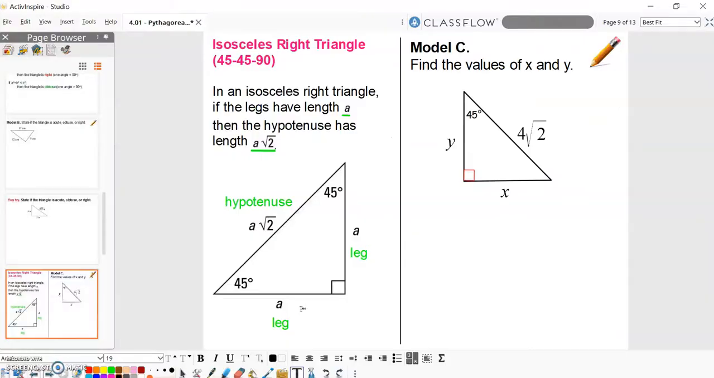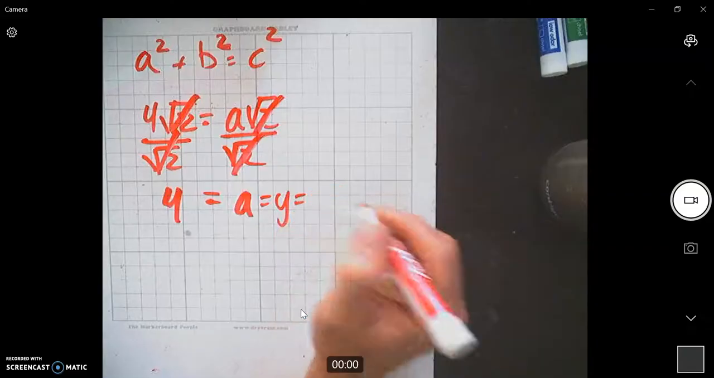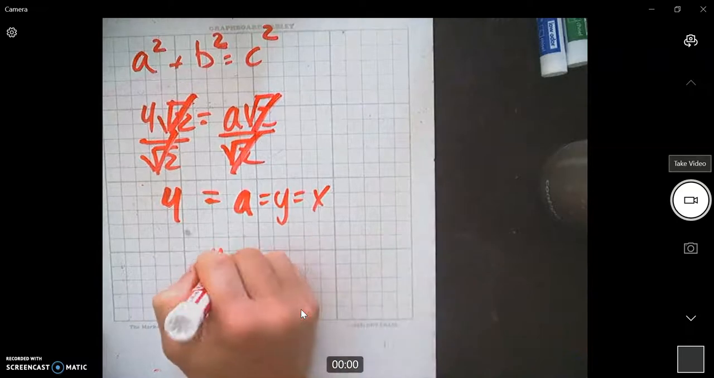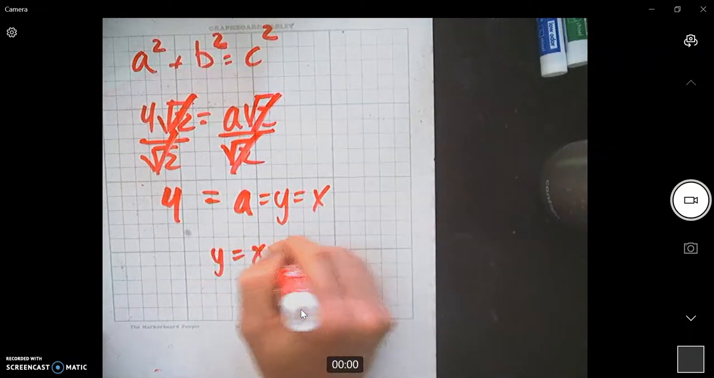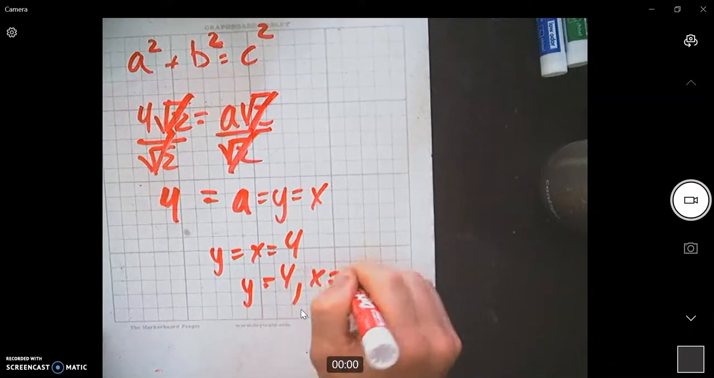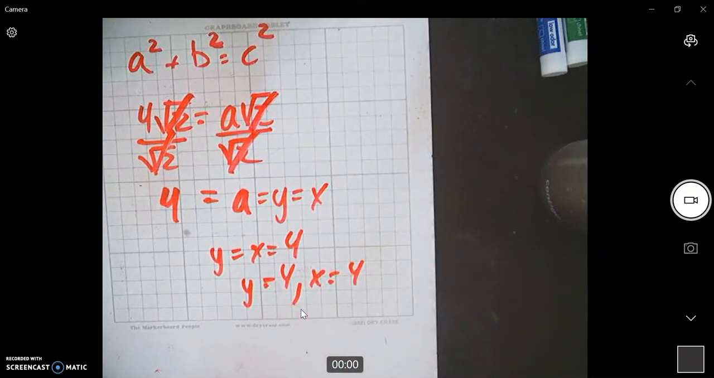So a is equal to, oops, I should do it like this, x, like so. Or you could do y equals x, which equals 4. Or y equals 4, comma, x equals 4. Both ways to write it down are okay with me.